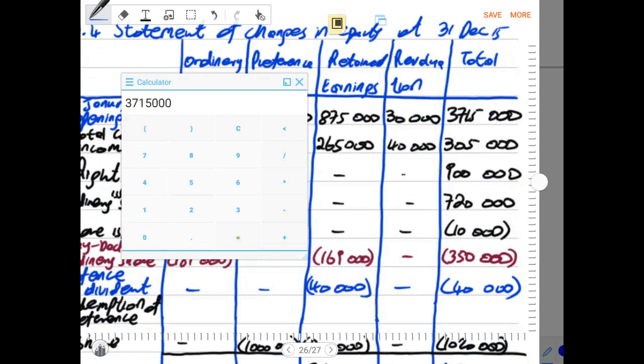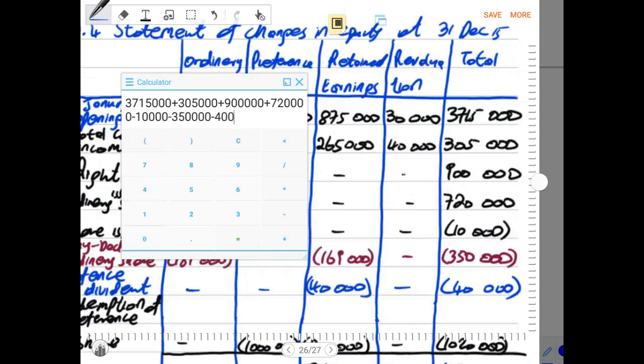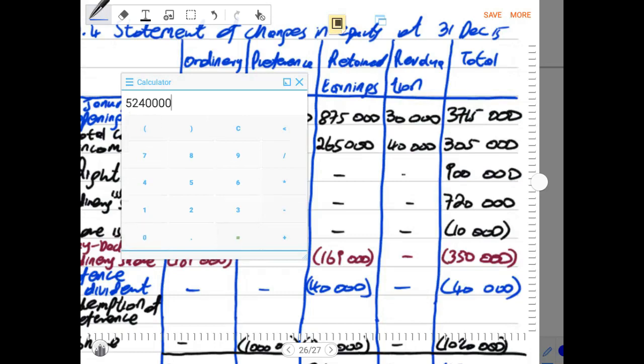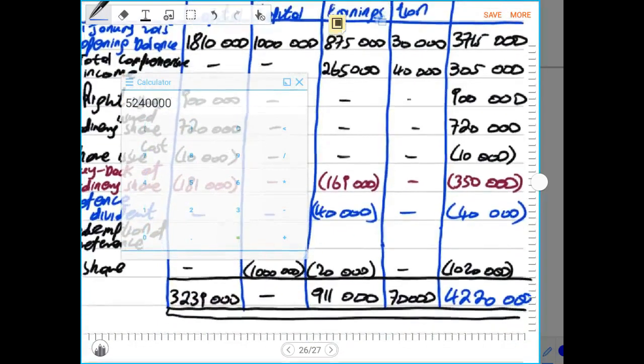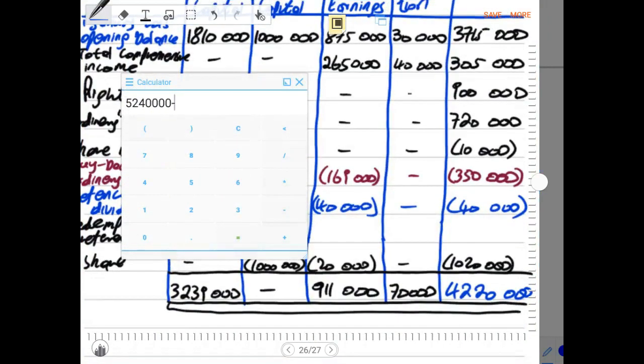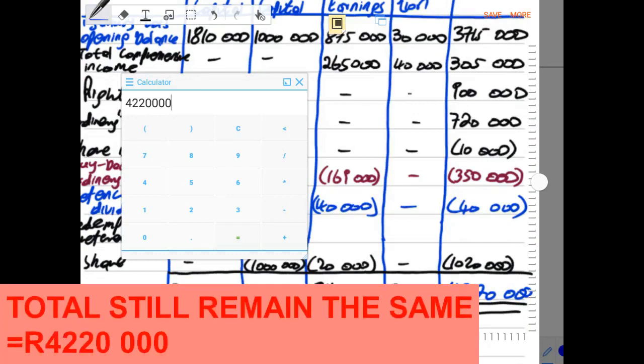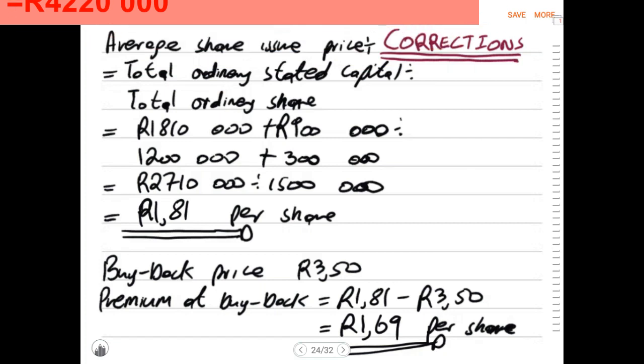Let us scroll on the vertical side. 3,715,000 plus 305,000 plus 900,000 plus 720,000 minus 10,000 minus 250,000 minus 40,000, minus 1,020,000 is 4,220,000. So our statement is balancing.